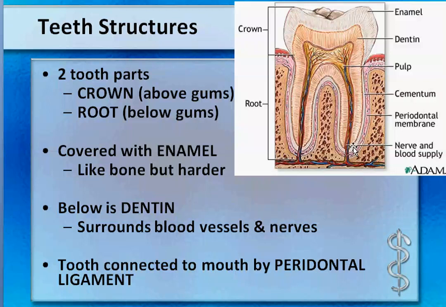If you get a root canal, this is what's actually being done. They're taking out this tissue and replacing it with a rubbery substance, which desensitizes the tooth a little bit. If you have an infection or some other kind of problem, that's how they solve it. They drill a hole through the crown, remove all this tissue and fill it up with some kind of rubbery liquid that solidifies.